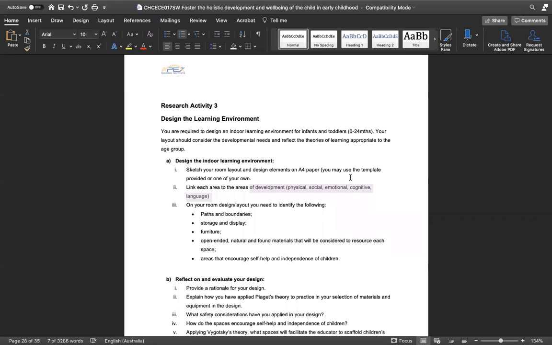It's all in the textbooks. Read, please. I beg you, read, okay? Now, when you design your layout, you have to have the following: paths, boundaries, storage, display, furniture.